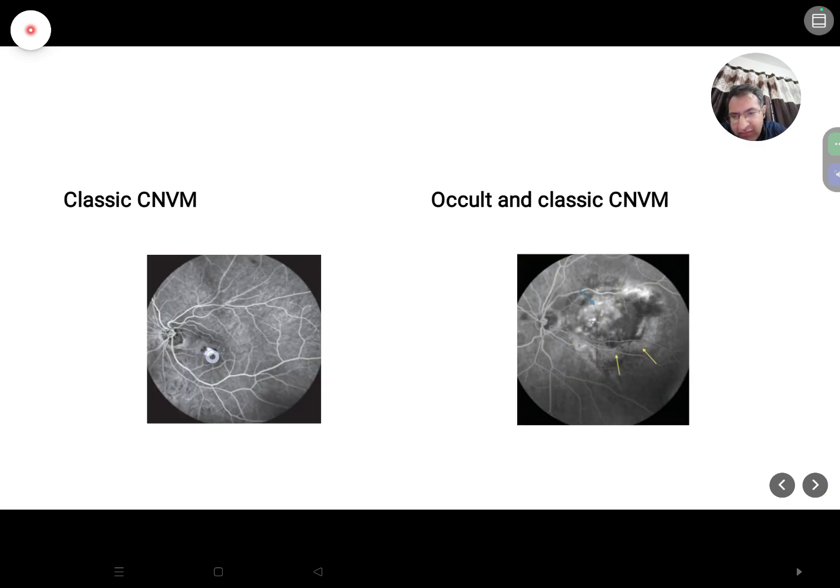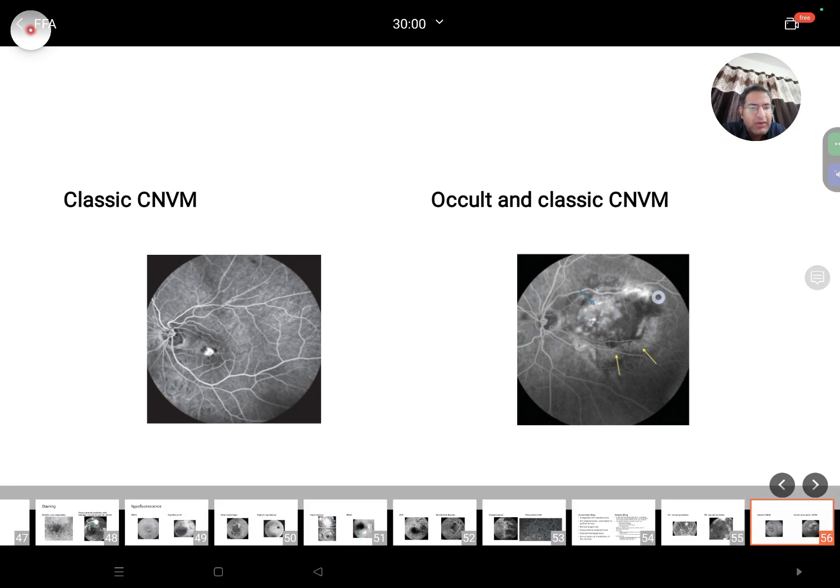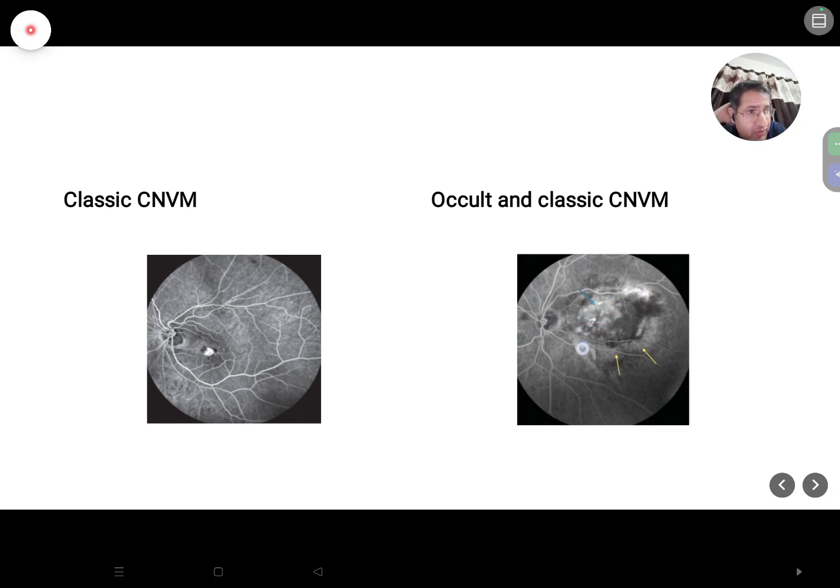In classic CNVM, we see hyperfluorescence in the early to late phase of the angiography, but in occult CNVM, we don't see classic hyperfluorescence. We see a hypofluorescent area with many block-like leakage hyperfluorescent spots. But this is all under the retina, as we can see the blood vessels going over this lesion. So this is a classic example of occult CNVM.